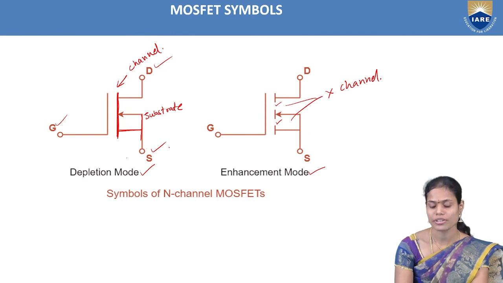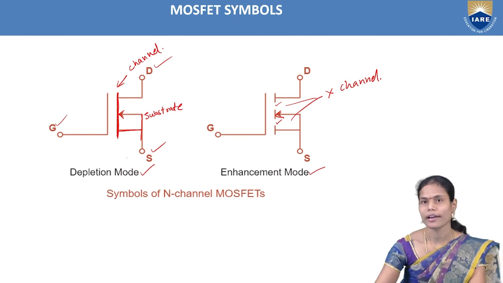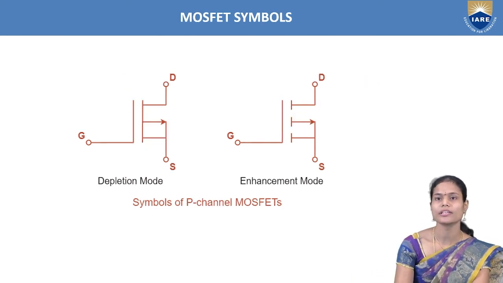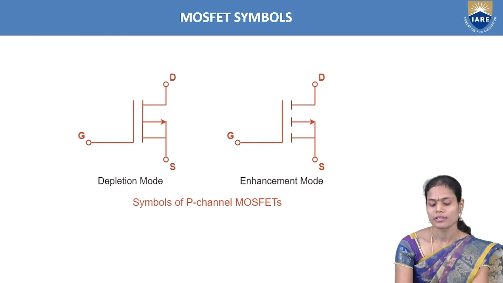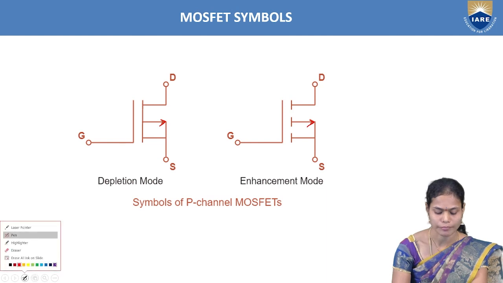In the case of N-channel MOSFET, the drain current direction is always inward to the device, whether it is the depletion mode or the enhancement mode. And similarly, if we take the symbols for the P-channel MOSFET, the total symbol is the same, but the current direction is outward here in the case of depletion mode as well as enhancement mode.